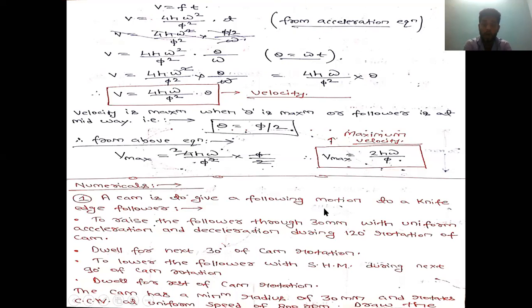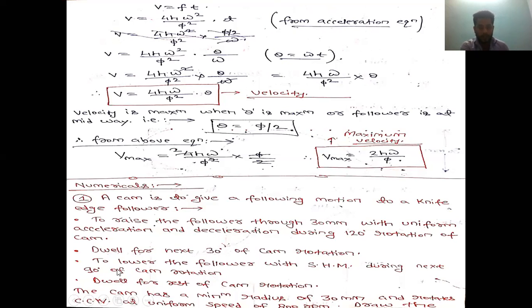Theta means the overall angle of the cam. Next is dwell for the next 30 degree of cam rotation. What is this 30 degree? There is no movement, that means dwell condition, and dwell we represent by angle delta, that means delta 1. Delta 1 is given to me as 30 degree.